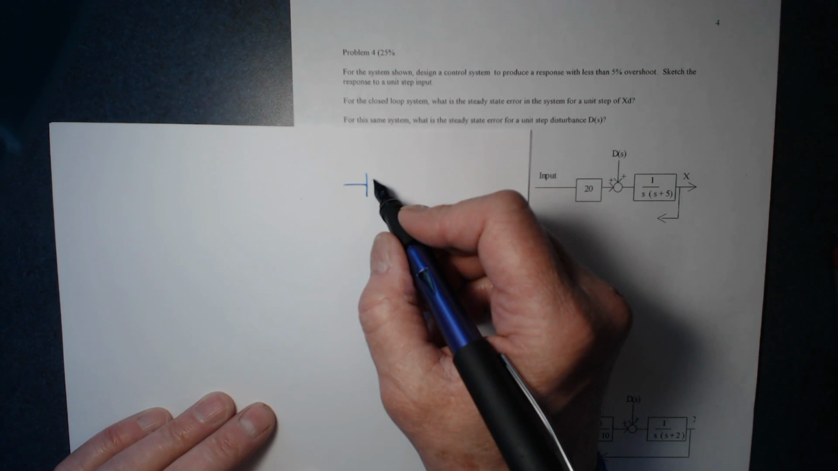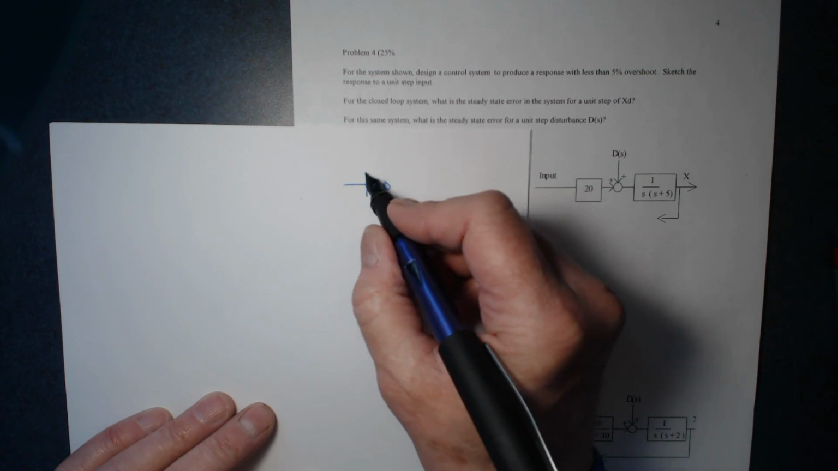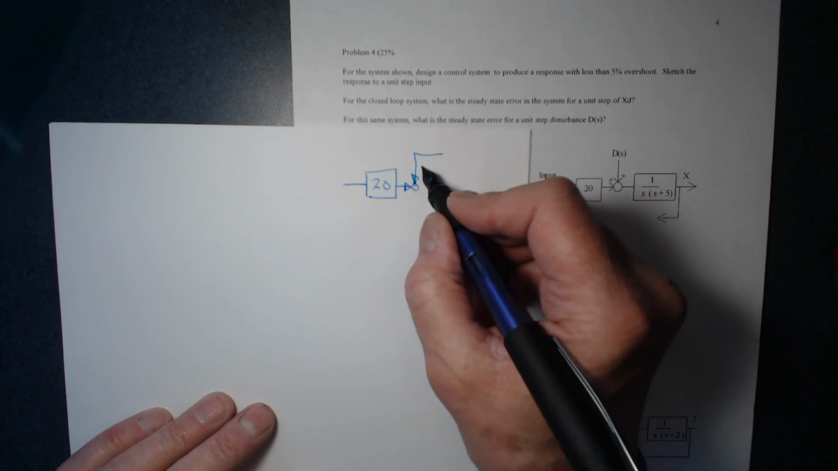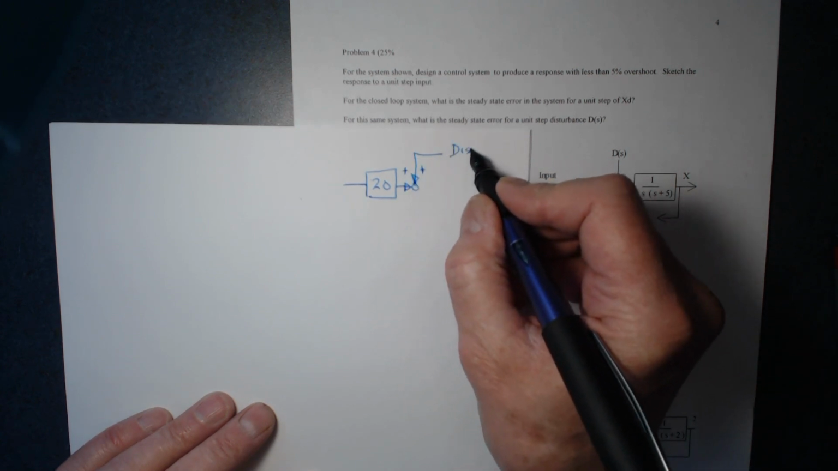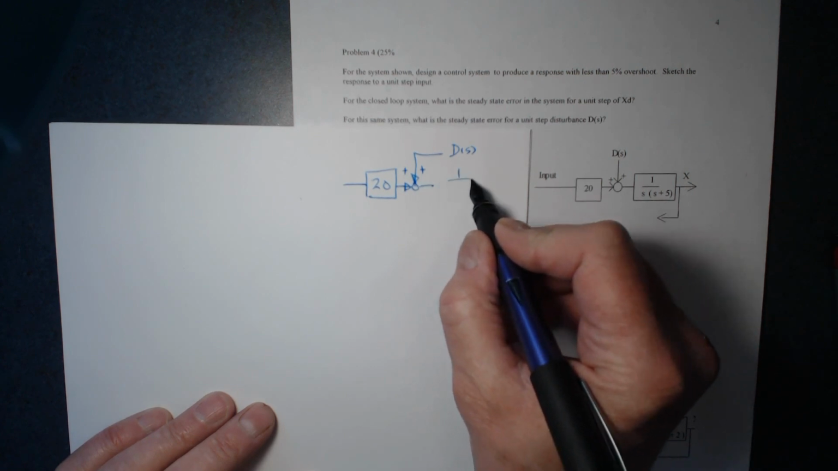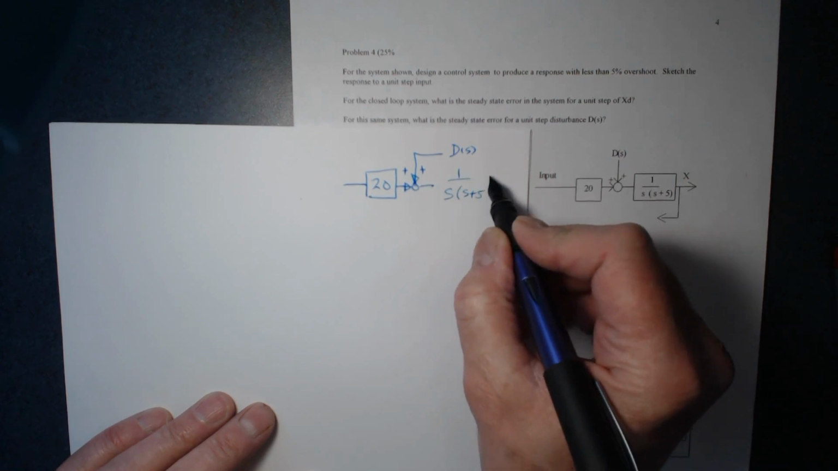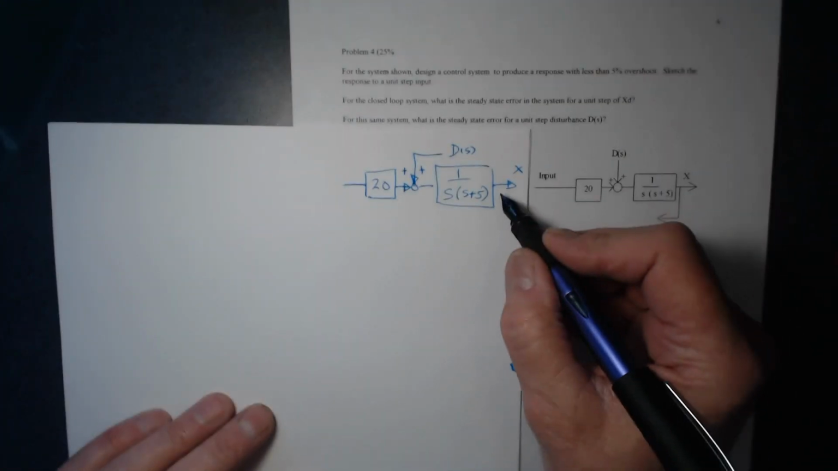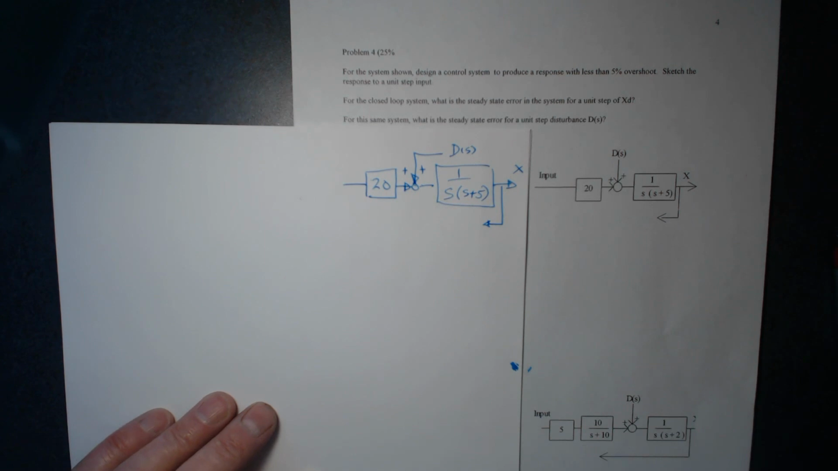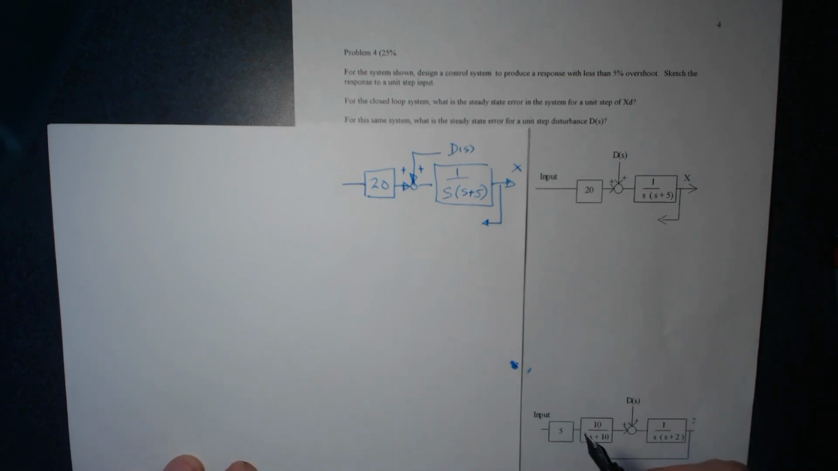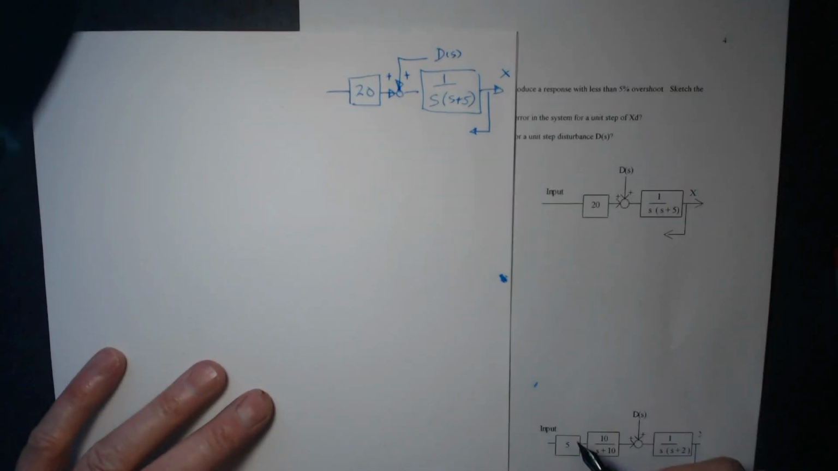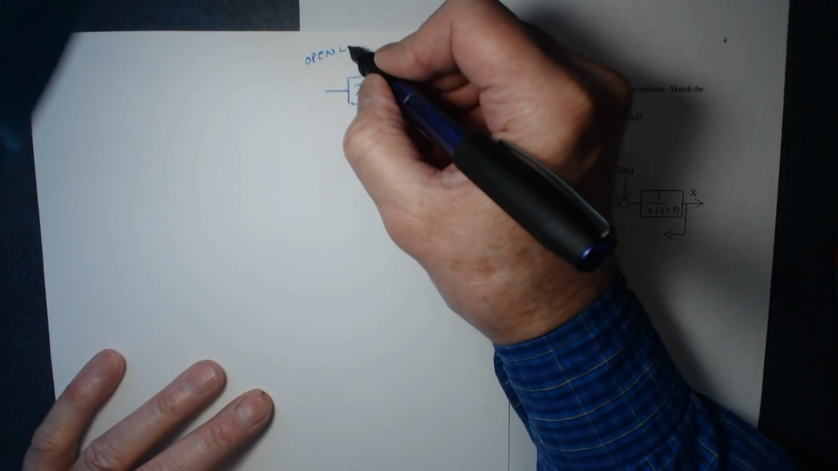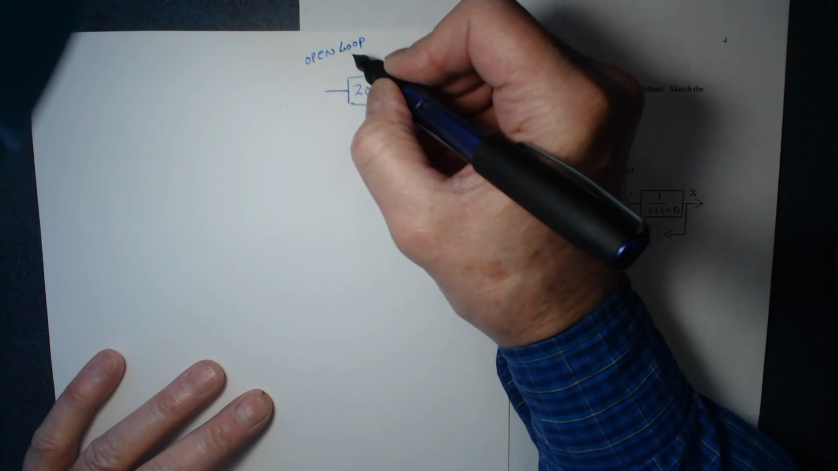I'm still going to put this in here. I'm still going to use 20. I'm still going to include the d. Again, I hate to throw away the d, although we throw it away all the time, but then we bring it back in later. 1 over s times s plus 5, x, right? So here's the thing. This is called the open loop system.